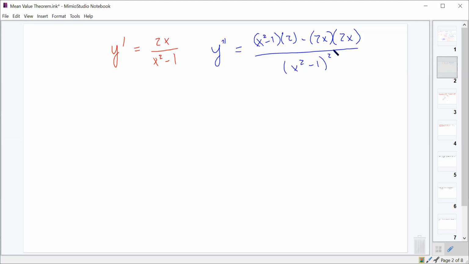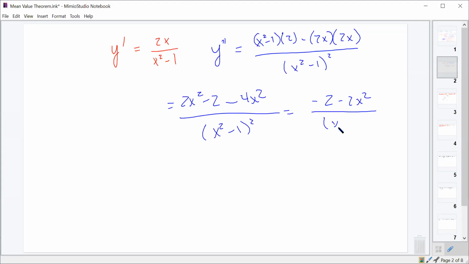Good. All right, so simplifying out our numerator gives us 2x squared minus 2 minus 4x squared over that x squared minus 1 squared, or negative 2 minus 2x squared over x squared minus 1 squared. And even if we wanted to, we could take a negative 2 out of the numerator. So that would give us negative 2 times x squared plus 1 over x squared minus 1 squared. Good or no? Good. Yeah. Okay, great.